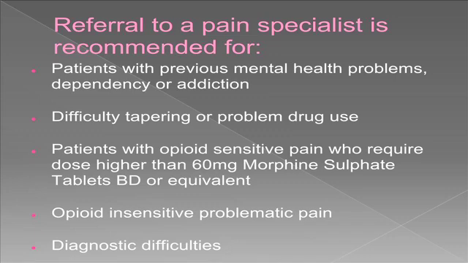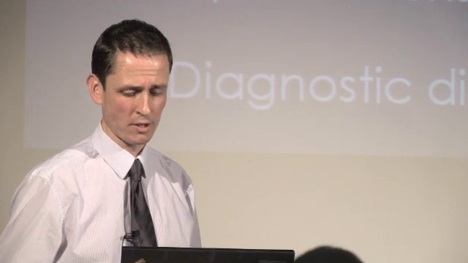Situations when you refer to the pain clinic: in your initial assessment, patients with previous mental health problems, dependency or addiction. If you have difficulty after the 6-week trial reducing the dose of their drug. If you think they've got some slight response from the opioid, but you've got a feeling that they need a higher dose, we're saying don't do that in primary care, refer for a secondary care opinion. Basically, somebody who's got a difficult chronic pain problem, refer to the pain clinic, or if there are diagnostic difficulties.